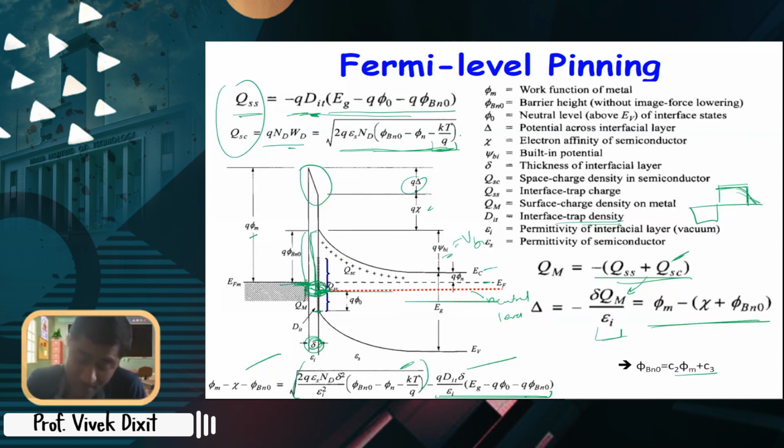So in case there is no interface charge, C2 will be 1, right? And if there is a very large interface charge, this C2 will be 0, because the barrier will be pinned at Q phi naught. So for the general case where interface charge density is large but not infinite, this C2 will be some number between 0 and 1. So basically the slope of barrier versus this metal work function will be C2.